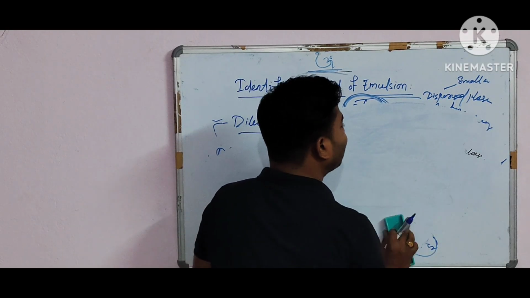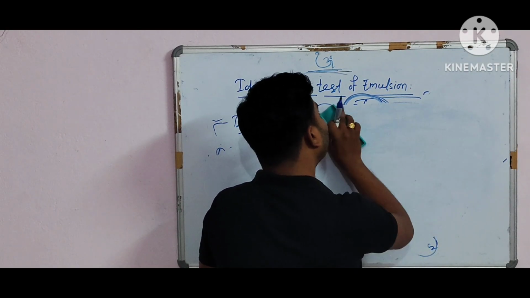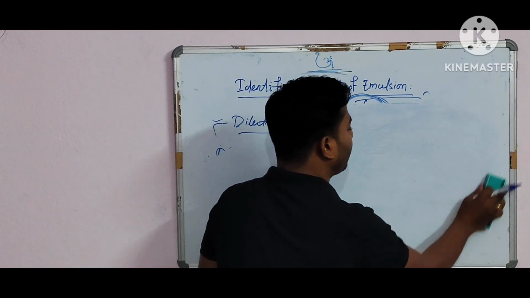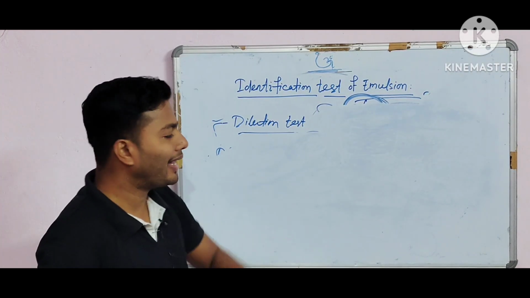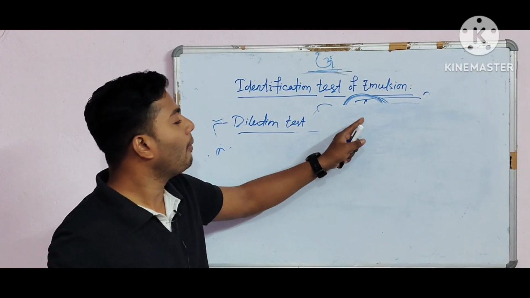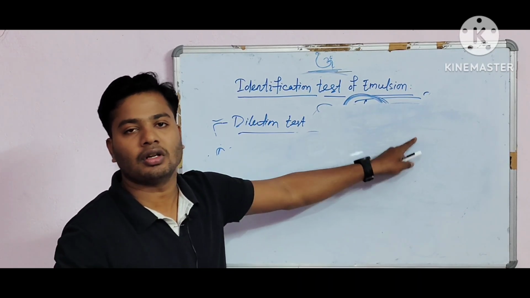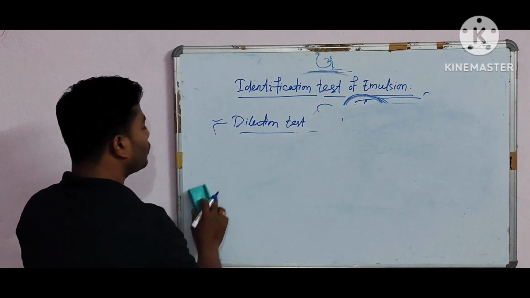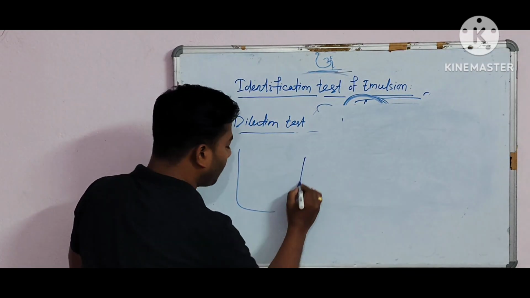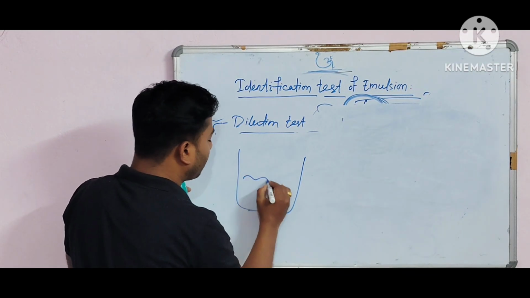Now on the next point, the dilution test. In this example, before testing, all of you know it is an oil in water type of emulsion. Now come to the point: what if you don't know which type of emulsion is present in the beaker?